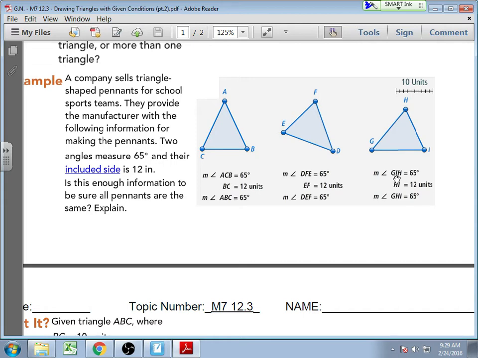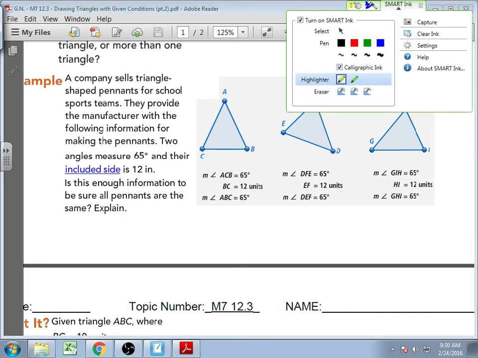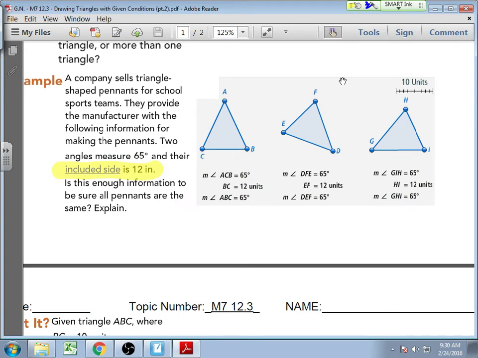All right. So, a school is selling pennants, triangular-shaped signs. Here's the given information that we have. 2 angles measure 65 degrees, and the included side. Highlight this. What does it mean for the side to be included? It's between the inside angles. That side has to be between these 2 angles of 65 degrees. If it's included, it's between the 2 things we know. So since the side's included, it's got to be between the 65s.